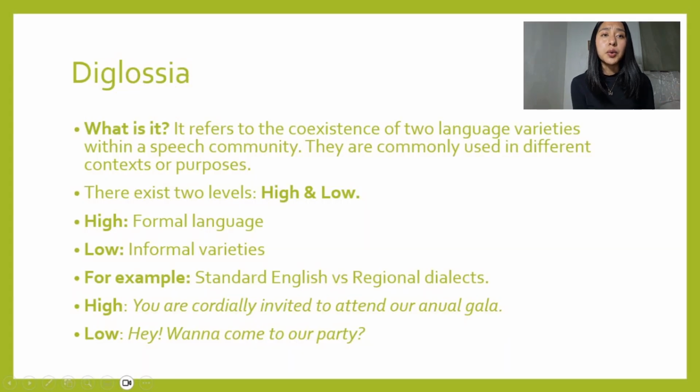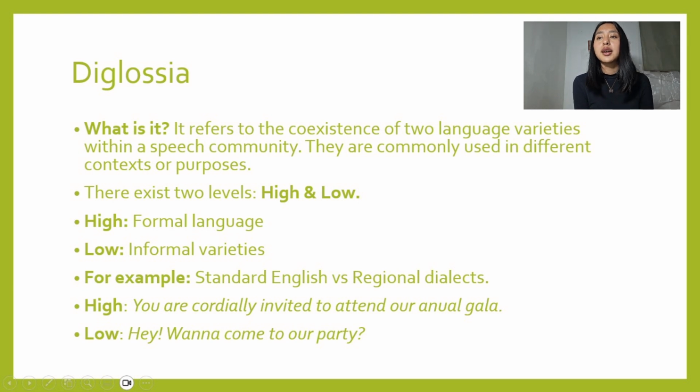And what is it? Well, it refers to the coexistence of two language varieties within a speech community, and they are commonly used in different contexts or purposes. So there exist two levels, the high level which is more formal and the low level which is more informal. And here we can see an example in these two different levels.